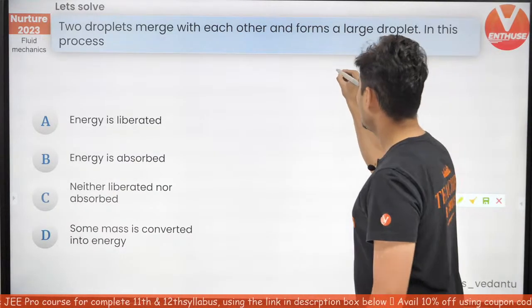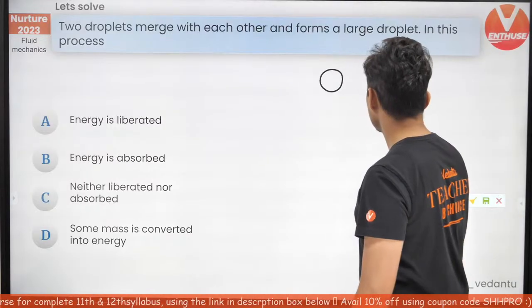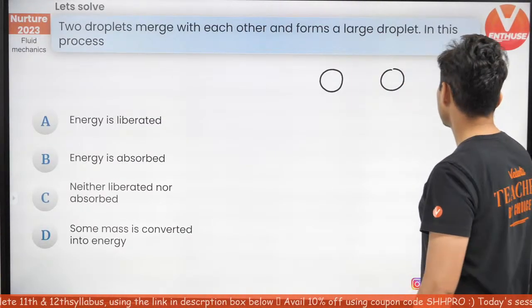So we have two drops. These are the two drops. This is what is there initially.